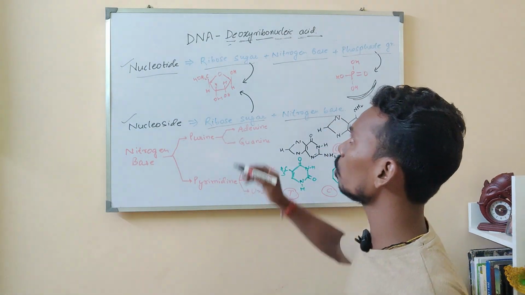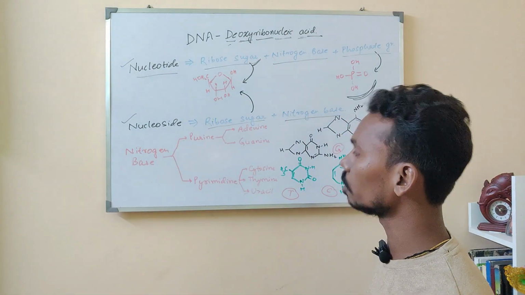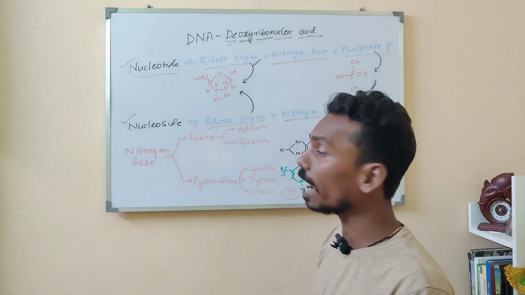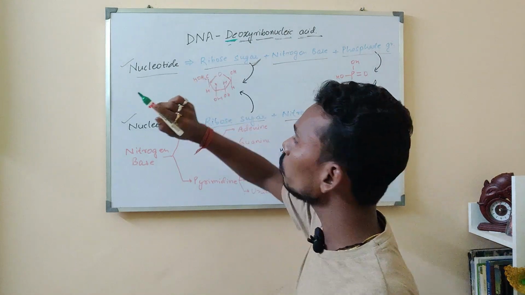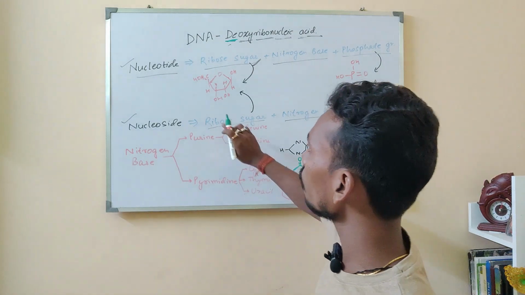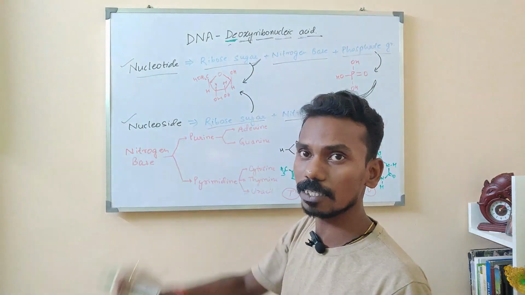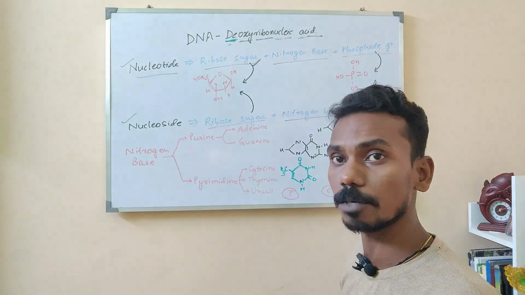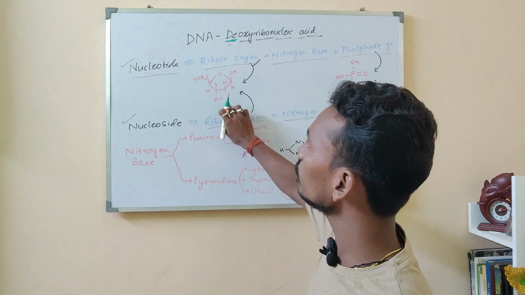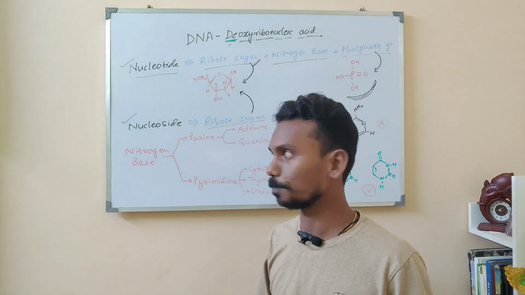So let us know about the ribose sugar. This one is the structure of ribose sugar. It is a 5-carbon compound, and when the compound is deoxy, then you have to know that there is one oxygen less in this structure. So you have to remove one oxygen from carbon number 2. That is why this ribose sugar can be called 2-deoxyribose.